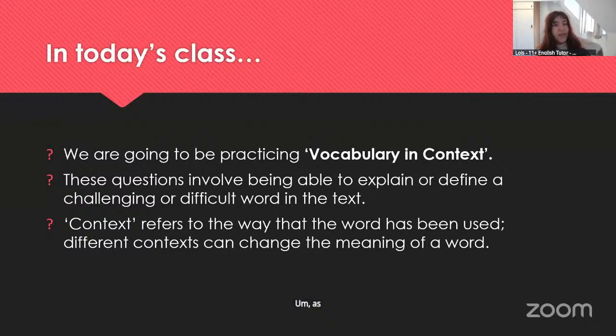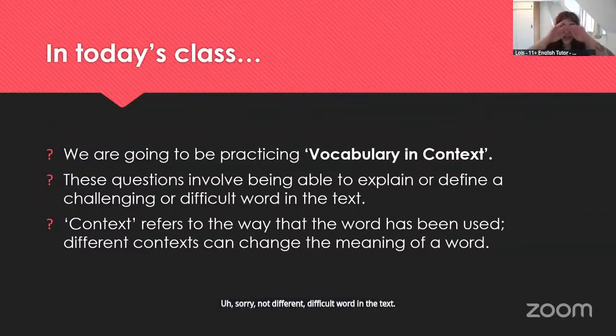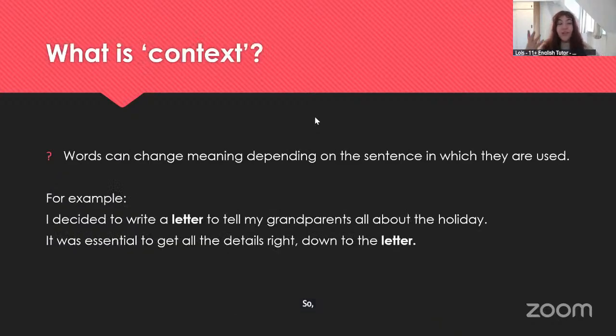As I said, these questions involve being able to explain or define a challenging or difficult word in the text. So when we're talking about context, we mean the way the word's been used. Different words can have different meanings depending on the sentence in which they're used. This is really important to be aware of because for questions like this, the way the word was used is often more important than just knowing the word by itself. So words can change depending on how they're used in the sentence.